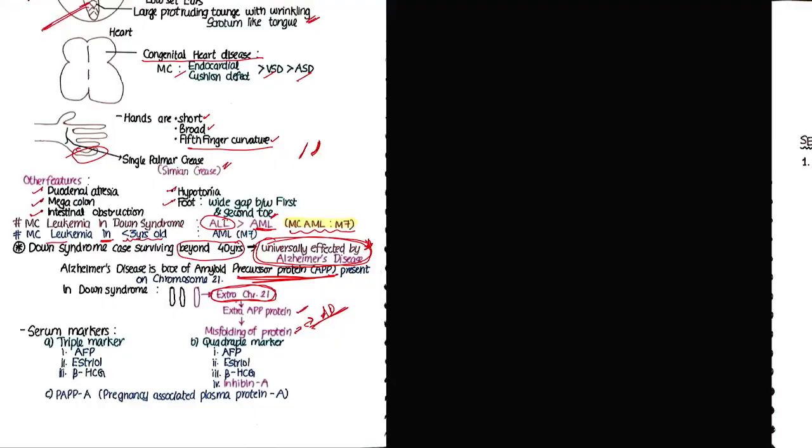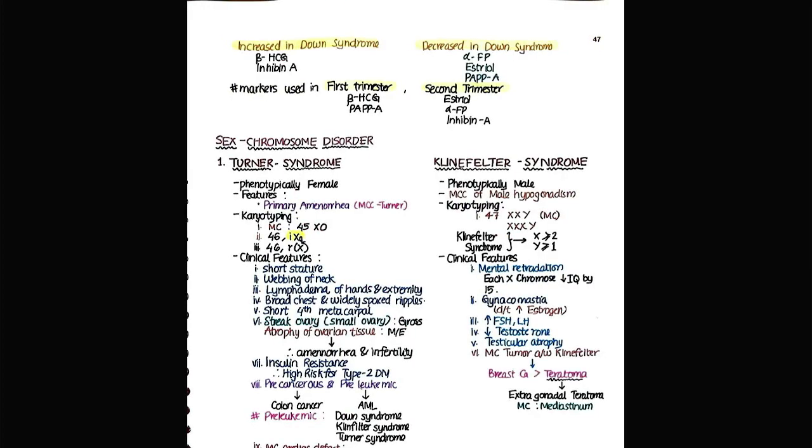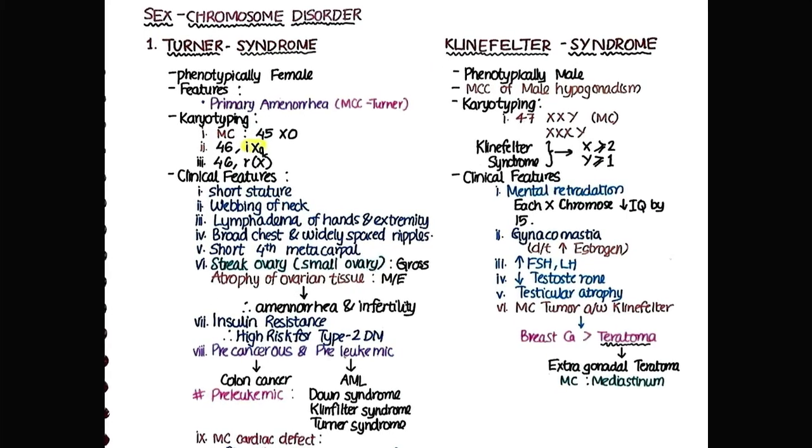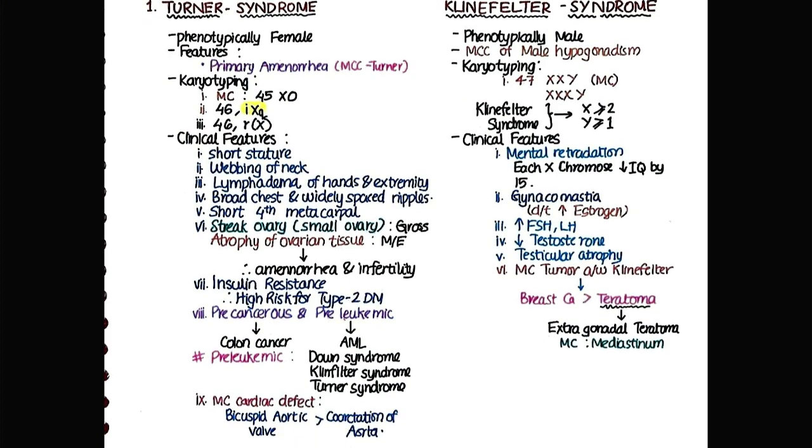These are serum markers. Turner syndrome, Klinefelter syndrome. You can always pause the video and have a look at this and remember this. Right.